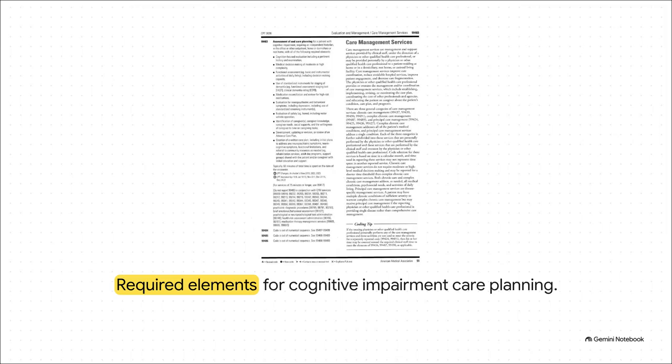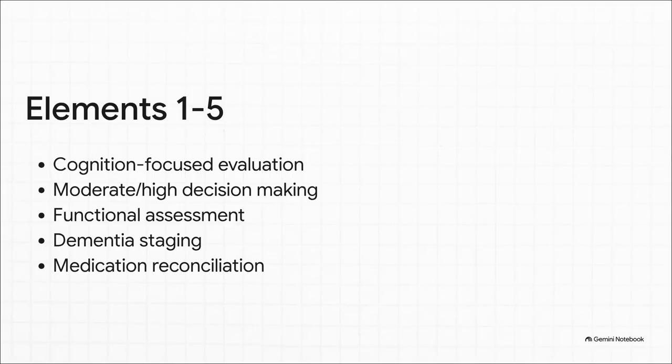And let me be perfectly clear. If you miss even one of these 10 elements in the EHR, the entire claim falls apart upon audit. It's really that strict. So let's run through the first 5. I want you to mentally check these boxes right now, as if you were auditing a note yourself. First, you need a cognition-focused evaluation using a standardized tool. Second, the medical decision-making must hit moderate or high complexity.